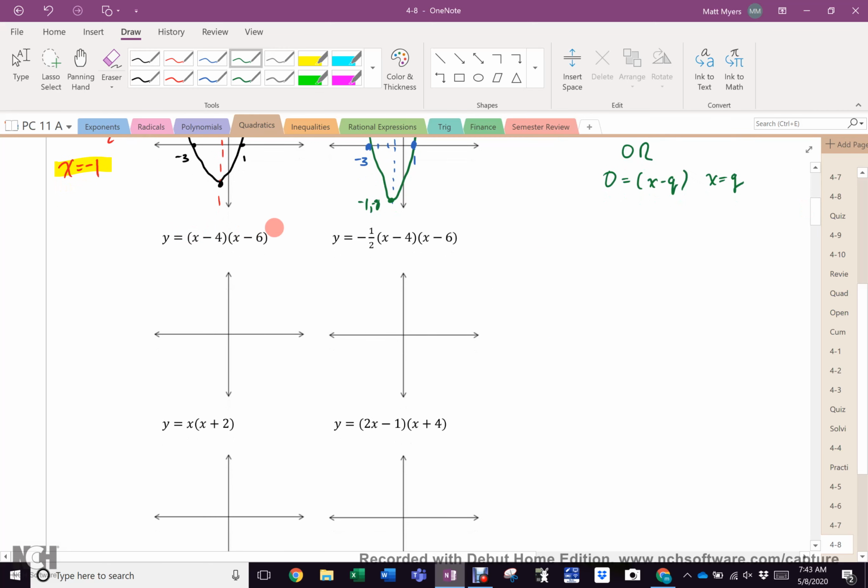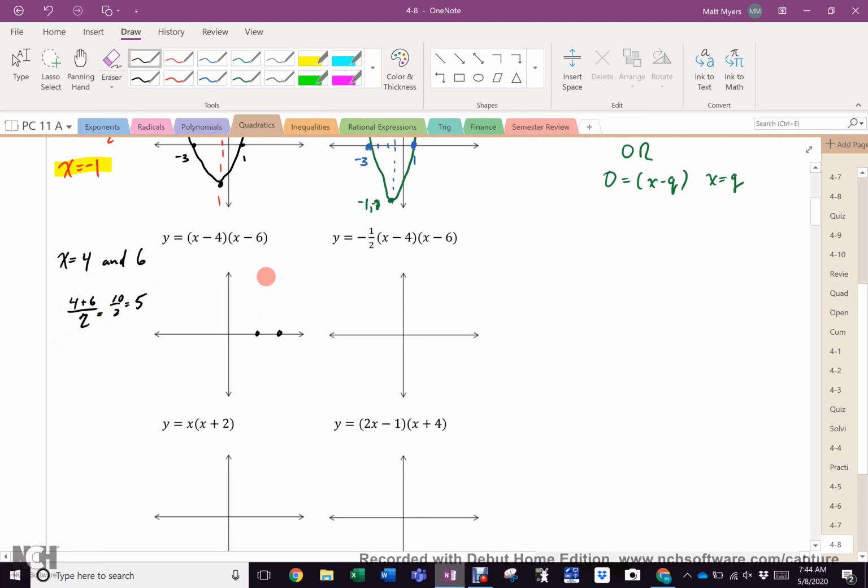So let's look at this one. Right away we know x equals 4 and 6, yes? So 4, 6. Now, you already know that halfway between 4 and 6 is 5, but 4 plus 6 over 2 equals 10 over 2, which equals 5.